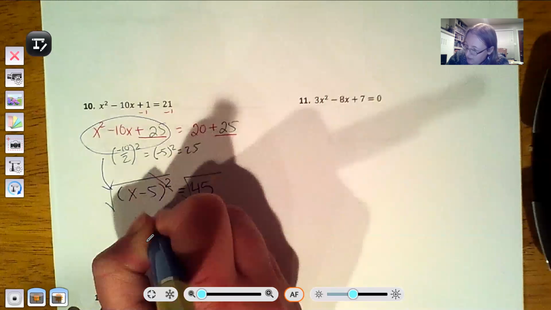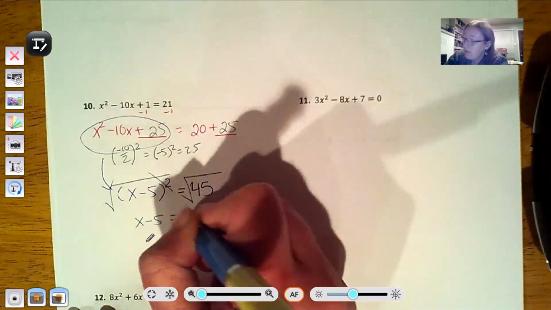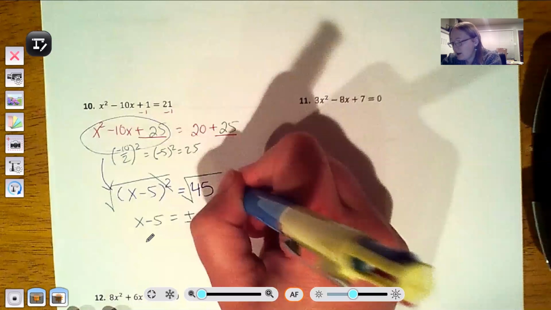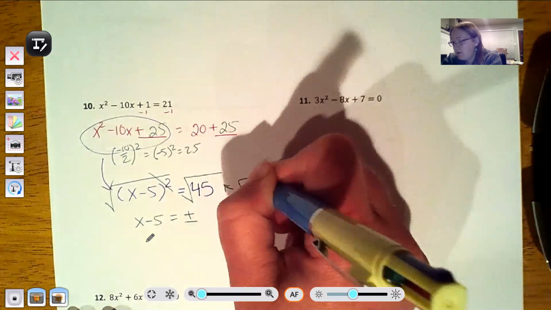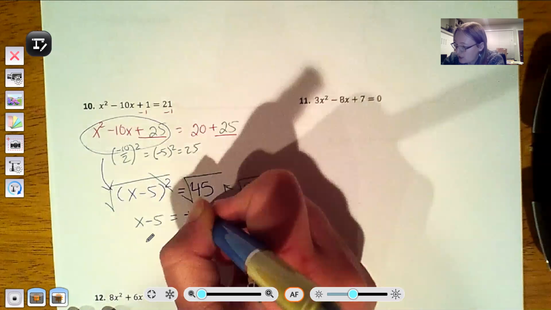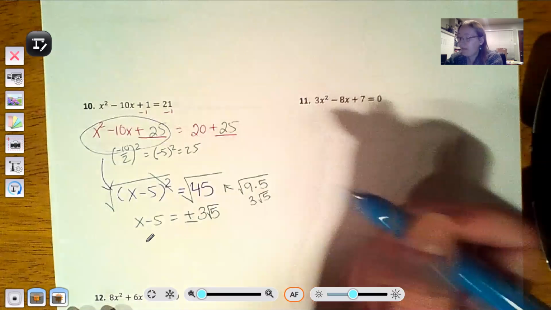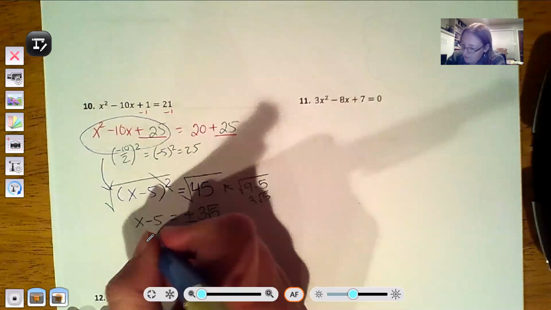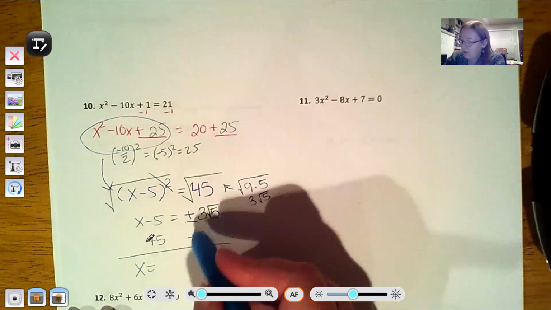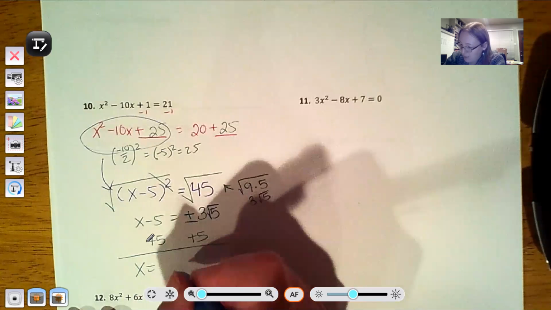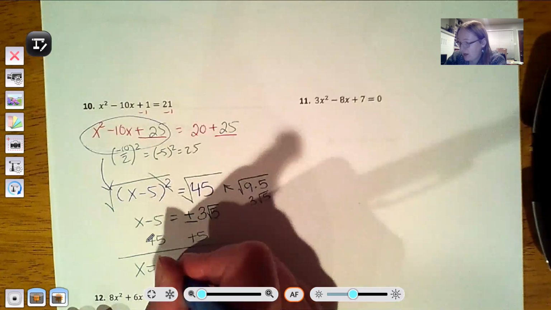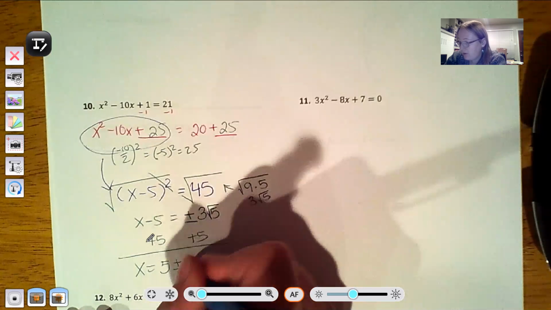X minus 5 equals plus or minus, because we're taking a square root, and 45 is 9 times 5. So this is the same as 3 root 5. So it's going to be plus or minus 3 root 5. Then we need to add 5. Again, the plus 5 can go in front or the back, but common standard format is the front. So it's 5 plus and minus 3 root 5.